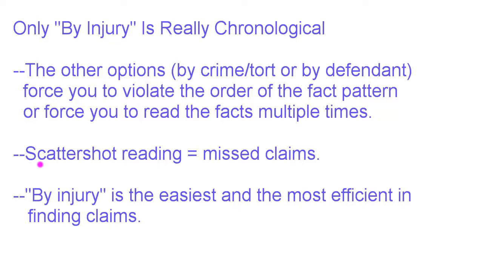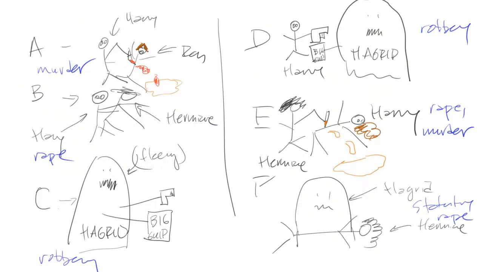And to me, this causes two problems. It's inefficient. You have to read the fact pattern several times. And that's a bad thing when you have limited time to deal with an exam and to pump out as many good claims and defenses as you can find. It's also a problem because you can end up taking a scattershot approach to reading, and this gives rise to the danger that you're going to miss claims because you're jumping around all over the fact pattern. So in the end, by injury is the easiest and most efficient way to find claims, and I'll prove this to you. So this is a pictorial and crappily drawn representation of a fact pattern.